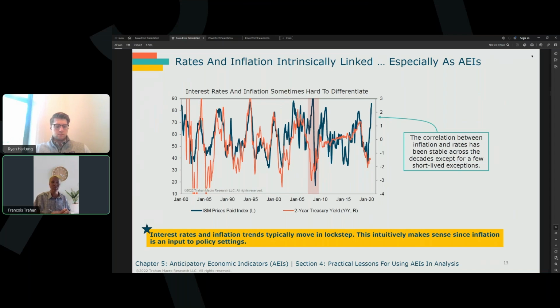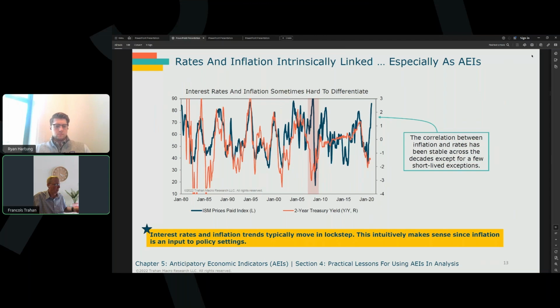And so in this case, the Fed did a good job at communicating that, because short rates didn't budge a whole lot. And then in 2022, the Fed had to raise rates aggressively, having misread the situation. But that's the link between gauges of inflation and interest rates.